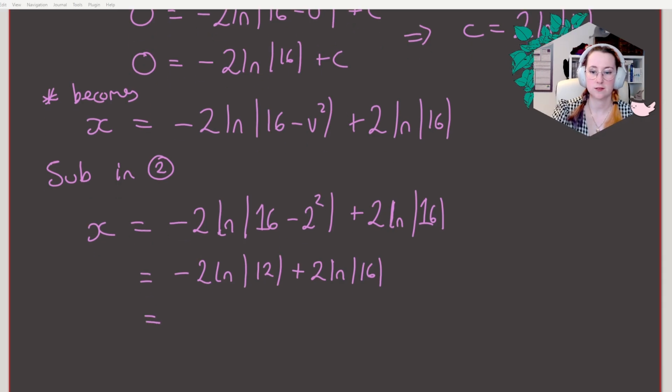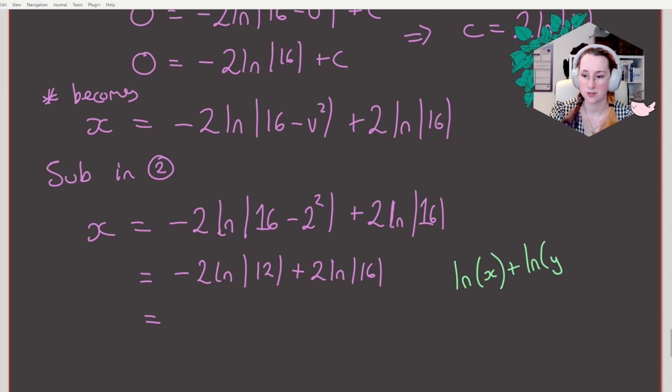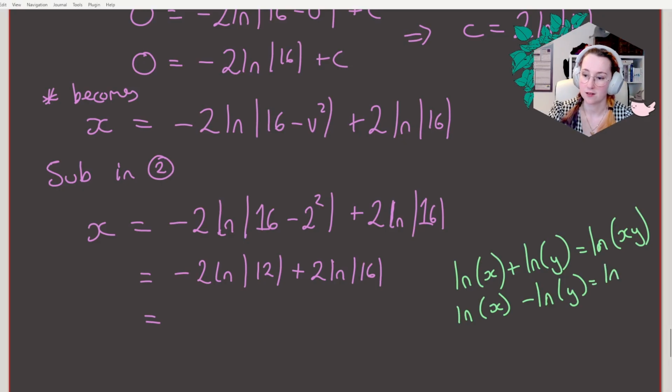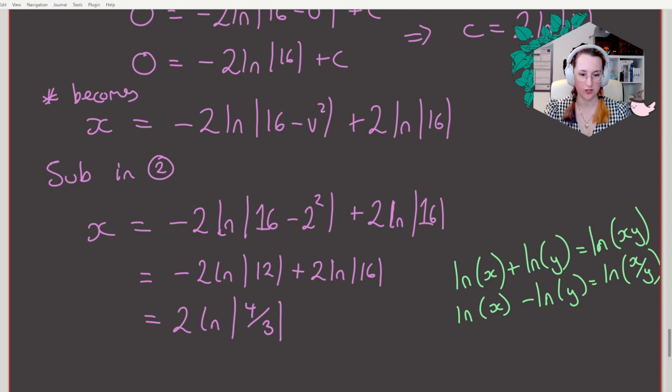So, fun fact, log of x plus log of y is log of xy. And similarly, log of x minus log of y is log x over y. So I can just rearrange those and I get log of 16 minus log of 12. Because we end up with the displacement being 2 log 16 over 12, which is 4 over 3. Which is approximately a number that we don't really care about.